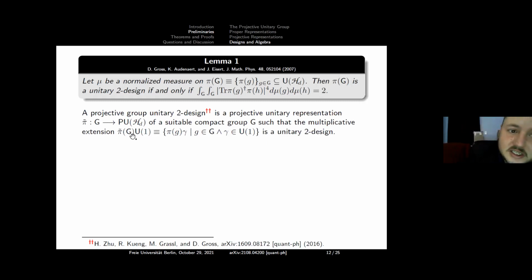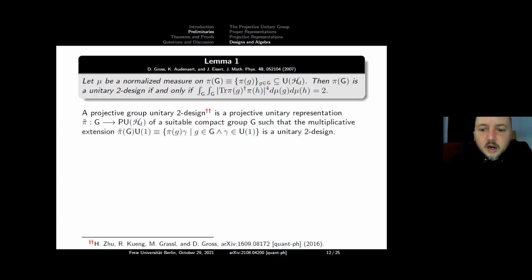So this is the extension by scalars, and that's a mouthful. So I will probably say group 2 design a lot. Why am I citing this paper? So this is the paper where, amongst many other things, it was shown that the Clifford group on qubits fails to be a 4 design.